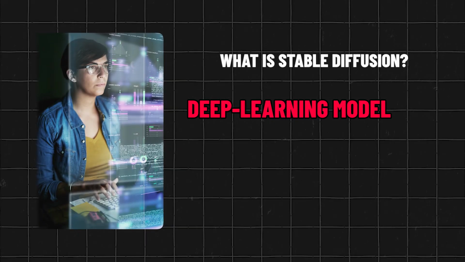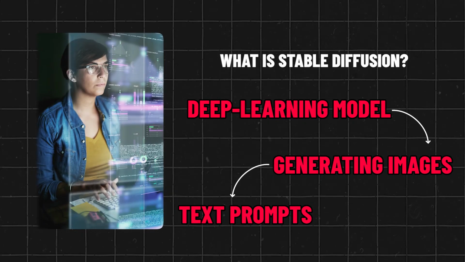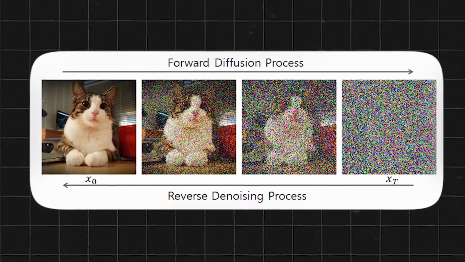First things first, what is Stable Diffusion? In simple terms, it's a deep learning model capable of generating images from text prompts. It's based on the concept of diffusion models, which iteratively refine random noise into coherent images. We all know that, right?